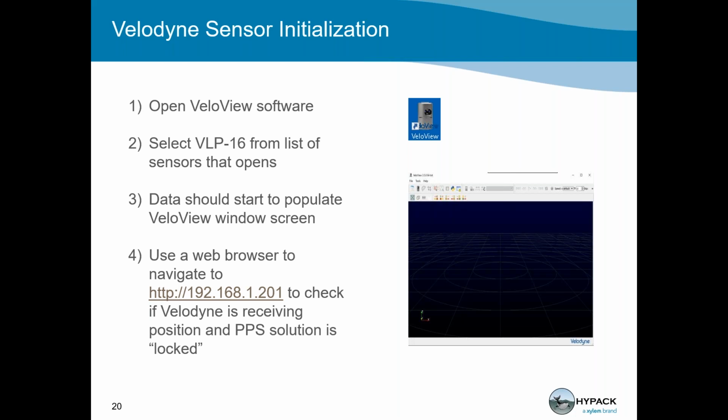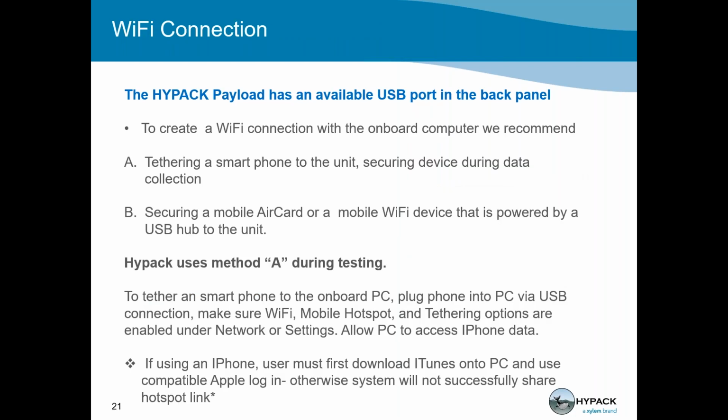The next step to initialize your software is to open the Vella View software, which starts the Valentine. You want to select the Valentine 16 from the list of sensors that opens, and data should populate the Vella View window screen. You can also use a web browser to type in the IP address of the Valentine to make sure that the Valentine's receiving position and that the PPS solution is locked. That just means that the Valentine is getting timing from the SVG and you're ready to open HYPACK.